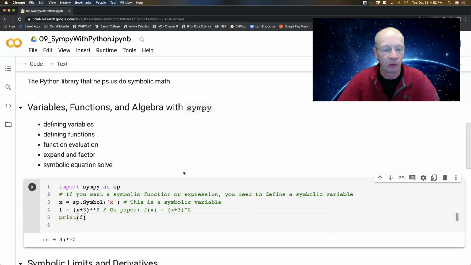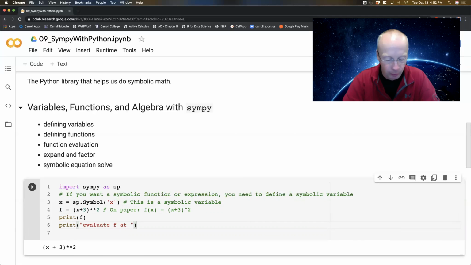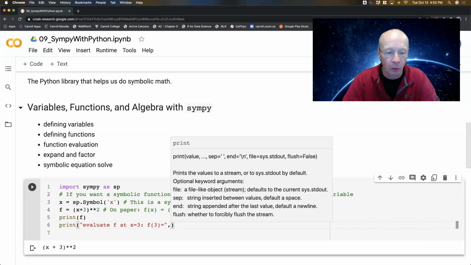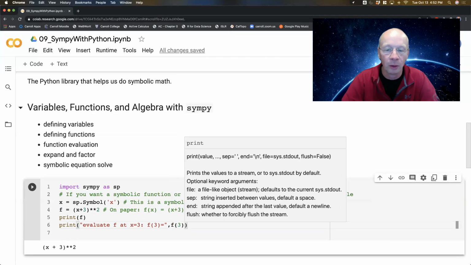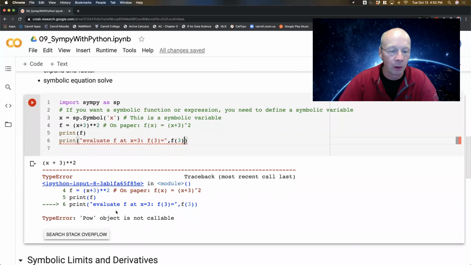Okay, it knows that is a symbolic function. What if I wanted to evaluate f at x equals 3? In other words, I wanted f of 3 to be something. Well, okay, so f is now a symbolic object, so f of 3 does not make sense. Okay, this will actually give you an error.